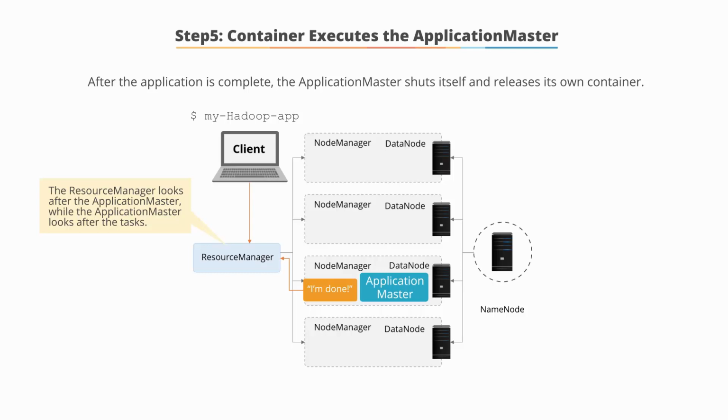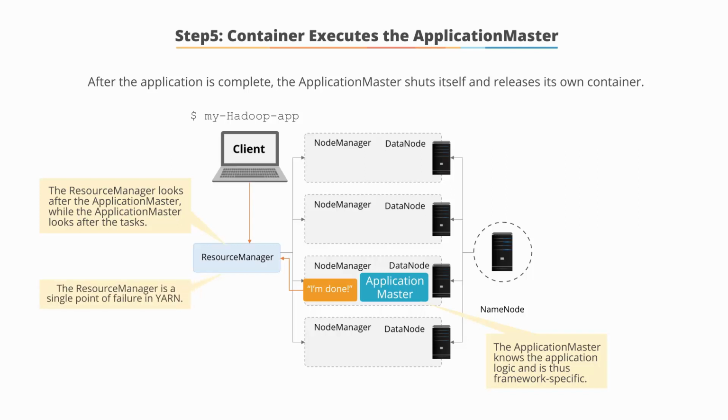The application master is responsible for the execution of a single application. It asks the resource scheduler for containers and executes specific programs. The application master knows the application logic and is thus framework specific. The MapReduce framework provides its own implementation of an application master. The resource manager is a single point of failure in Yarn. Using application masters, Yarn spreads the metadata related to running applications over the cluster. This reduces the load of the resource manager.